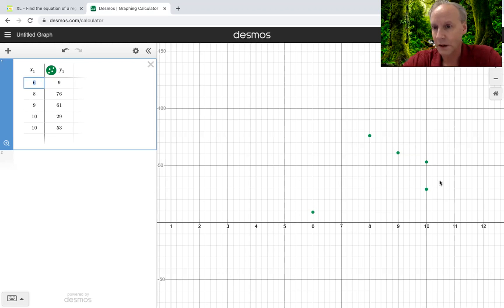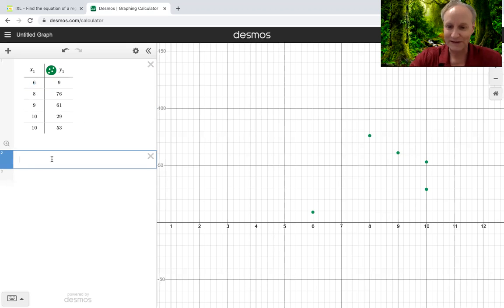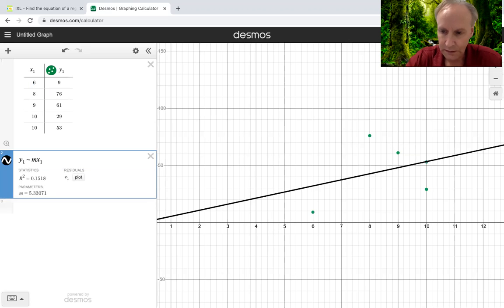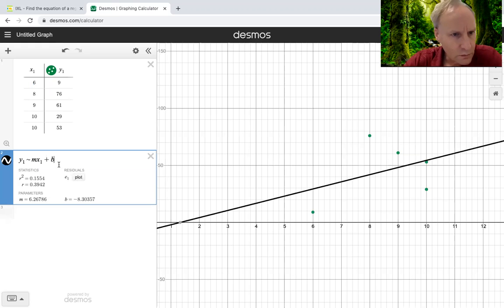But these are negatively correlated. As you get older, you can't seem to spin your top. So let's see what the negative correlation is. Y1 tilde mx1 plus b. What? Oh, because of this one. See, if this one weren't here, it would have been a negative correlation. As it is, it's not a very strong positive one. Not a very strong positive correlation.